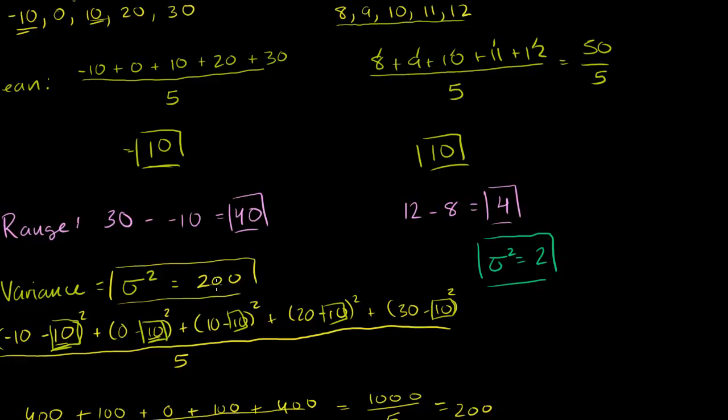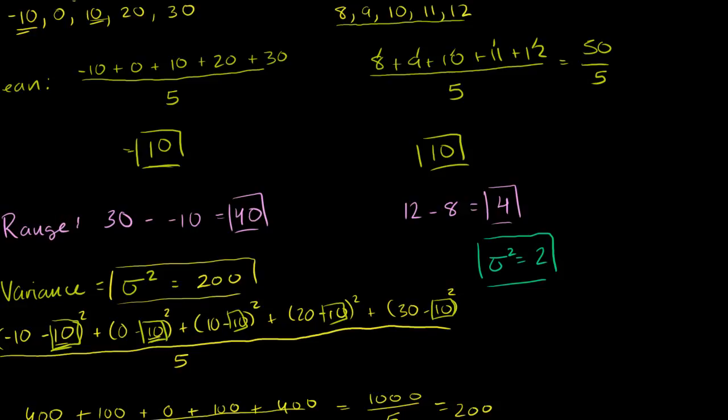Now, the problem with the variance is you're taking the difference between these numbers and the mean, then you're squaring it. It kind of gives you a bit of an arbitrary number. And if you're dealing with units, let's say these are distances. So this is negative 10 meters, 0 meters, 10 meters. This is 8 meters, and so on and so forth. Then when you square it, you get your variance in terms of meters squared. It's kind of an odd set of units.